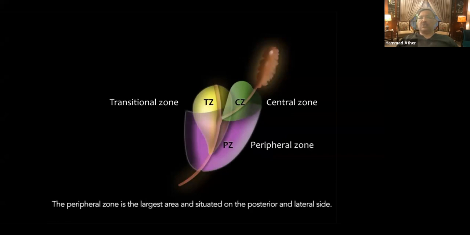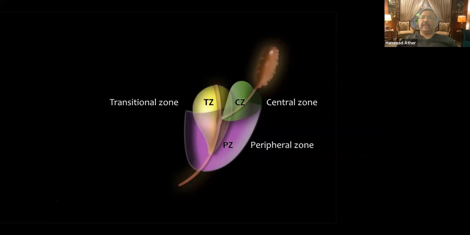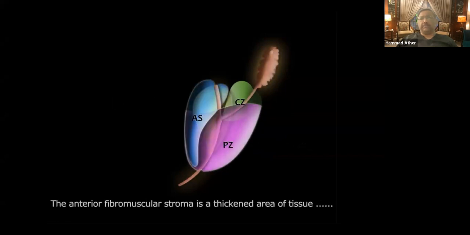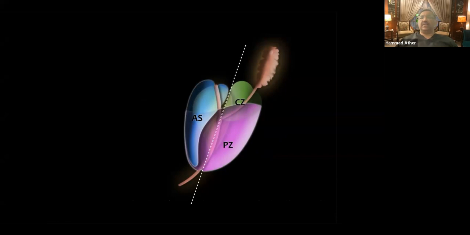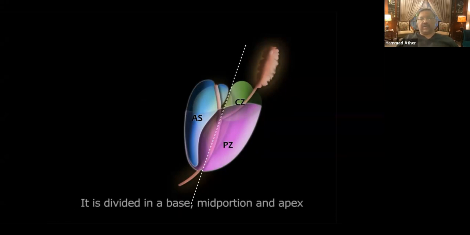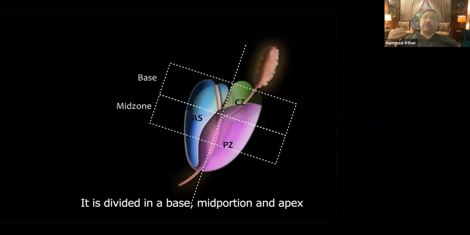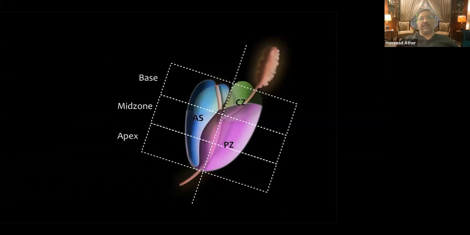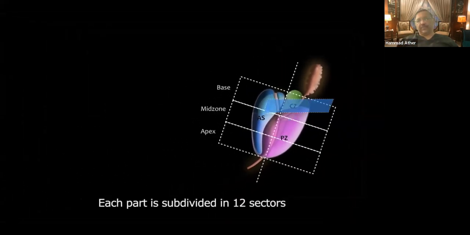Peripheral zone is the biggest zone of the prostate, and it is in the periphery, and this is where about 75% of the prostate cancer develops. Anterior fibromuscular stroma is a small area which has little clinical significance. The prostate is then divided into anterior and posterior, and then 3 zones: the base, mid zone, and the apex.